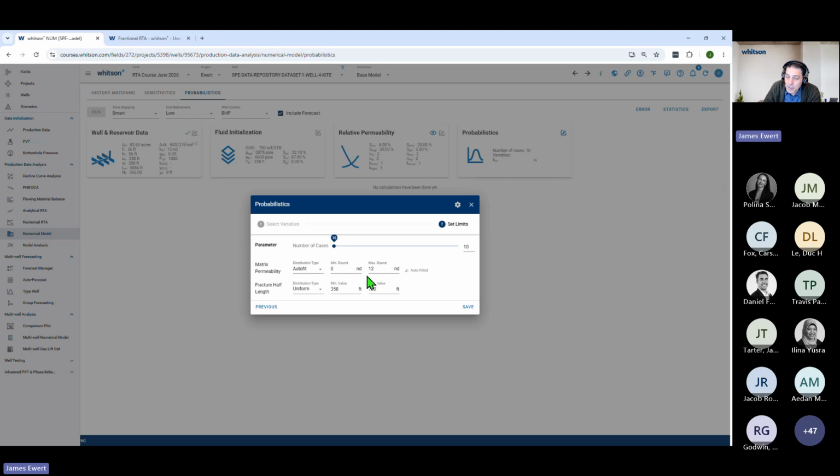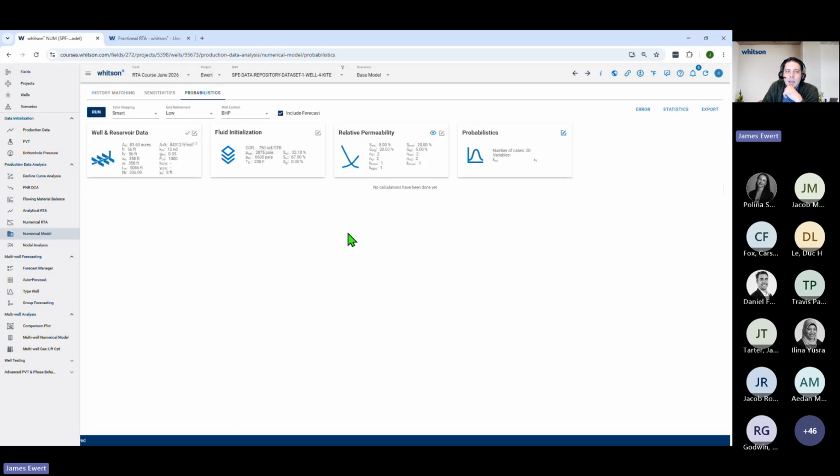Once I have my permeability and I have my fracture half-length set up, then I can change the number of cases I want to run. I always like running it a lot, but let's run it for 20 runs due to our time constraints here. So I have 20 here. I set my matrix permeability to auto fit between 0 and 12. I took my fracture half-length uniform between 358 and 700. Feel free to modify that. Maybe you want to run a different case than I am. I'm going to click save. Now, once I've done that, everything is set up. All I need to do is run. So I'm going to run my cases. It's going to go through.